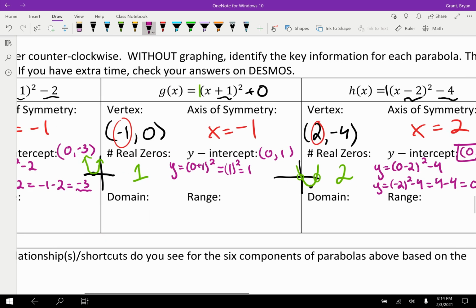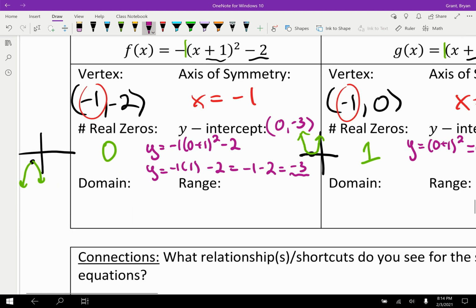Last part, domain and range. Well, the domain is really easy. The domain for every equation that we do all year long, at least in this Algebra 1 class, will be all real numbers. There are any number of ways to explain this. We can say that you're allowed to put any x value you want into this equation. You might be asking, what? Why would we not be allowed to? Well, that's maybe a story for a different day.